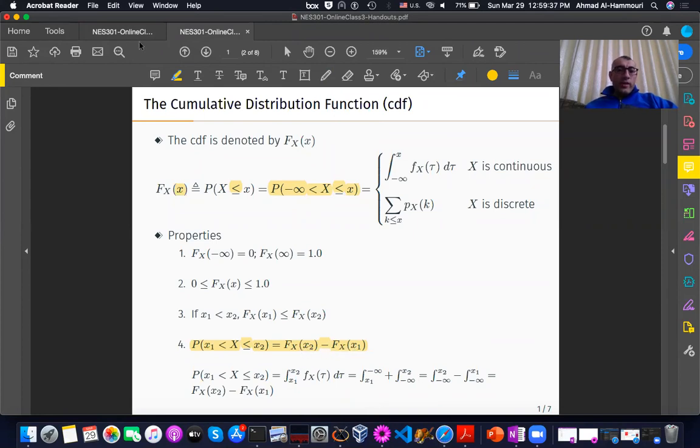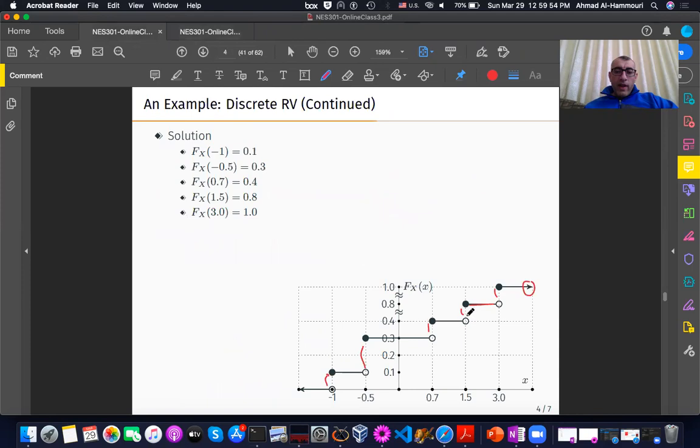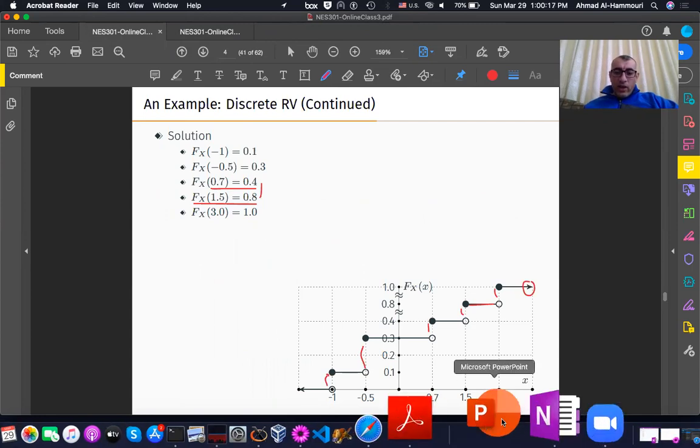Okay, and we showed this in the previous slide. Why is this true? Because I found it in terms of the PMF, and I found it in terms of the CDF, and we showed this, okay? I'll go to this property, property number 5. As you see in here, and in the previous slide, what's the F of x of 1.5? It is going to be exactly the CDF of 0.7 plus the PMF of 1.5. Okay, good.